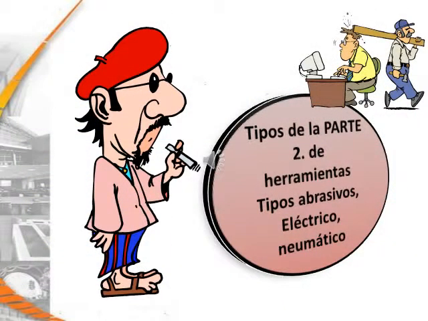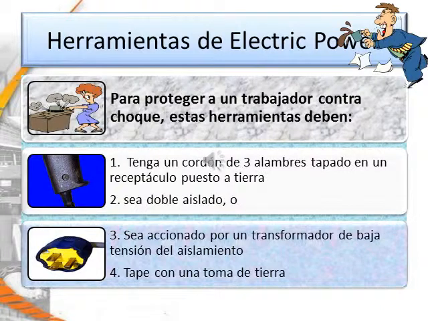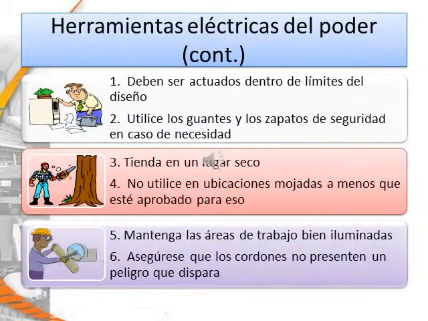Part 2, types of tools: abrasive types, electric, and pneumatic. Electric power tools protect the worker from shock. These tools must have a 3-wire plugged-in grounded receptacle. They should be double insulated, be powered by a low voltage isolation transformer, and plugged in with a grounding pin.